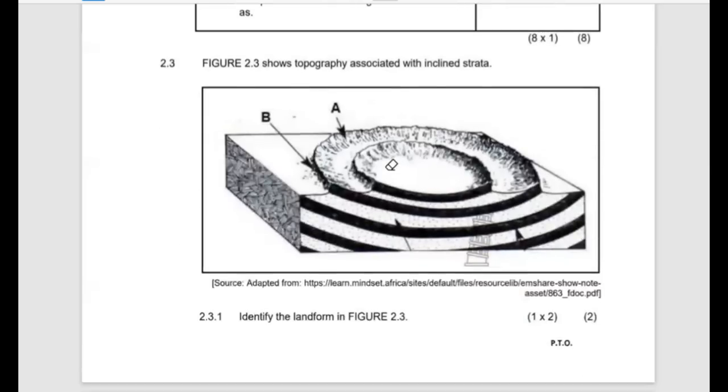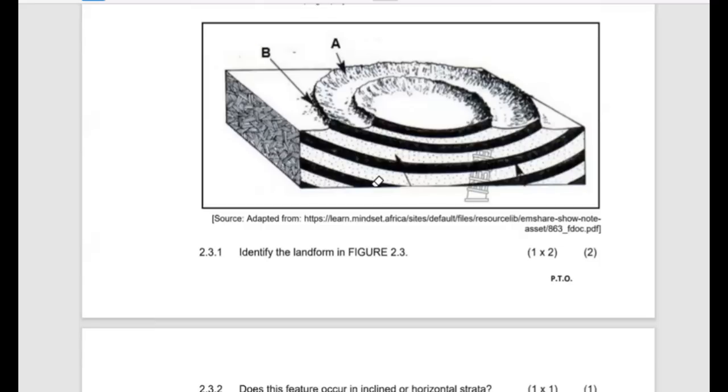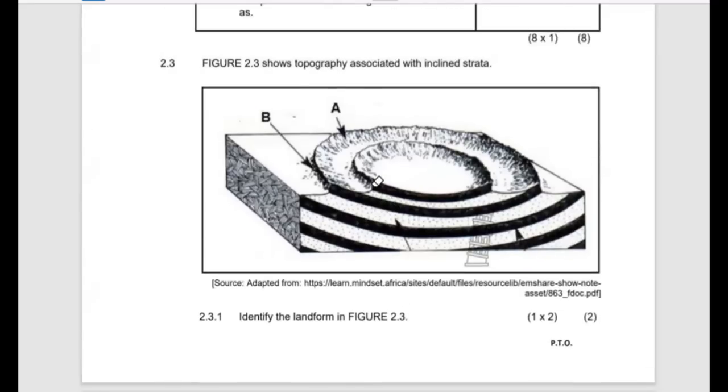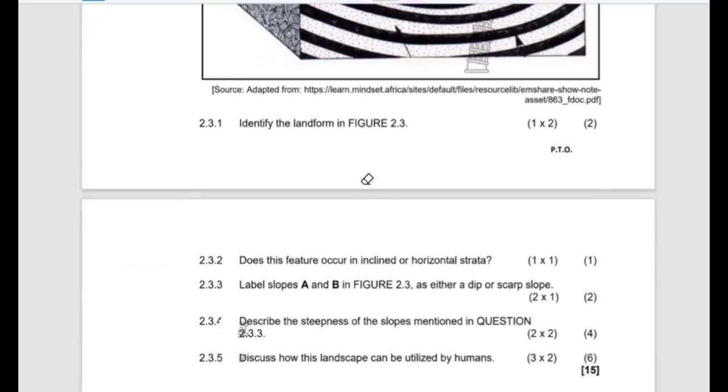Question 2.3 shows the topography associated with inclined strata. Inclined rocks give us that particular landform. Identify the landform in Fig 2.3. What kind of a landform is that one? That is basically a Kester basin. It's a basin, right? And does this feature occur in inclined or horizontal strata? Definitely that is inclined strata. They do occur in inclined, not in horizontal.